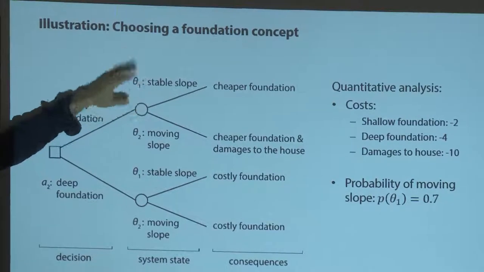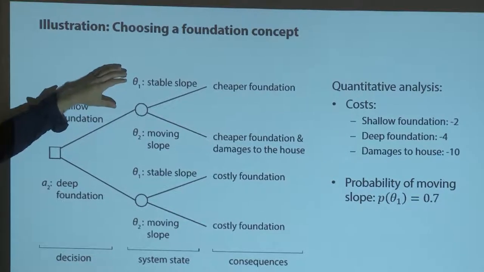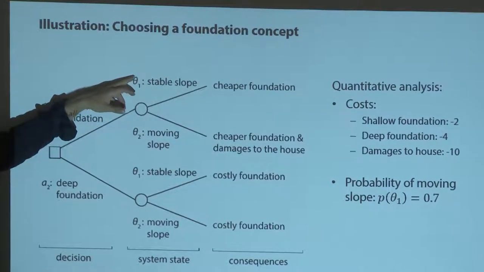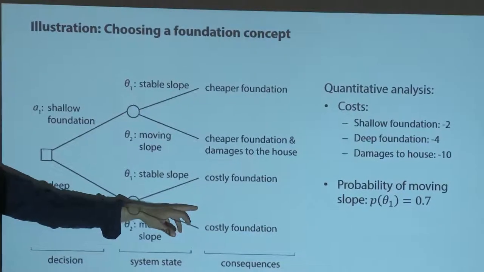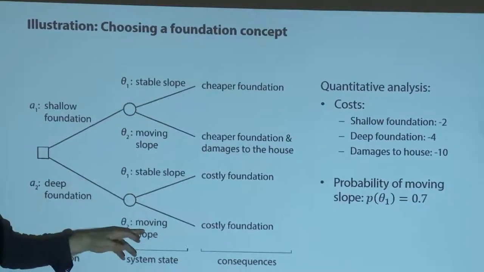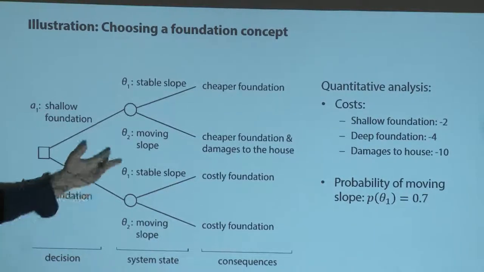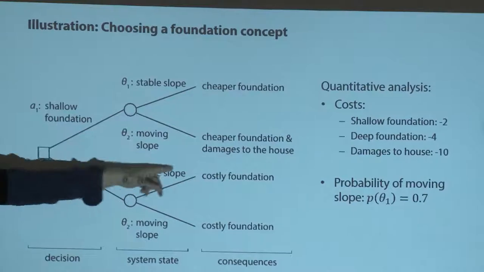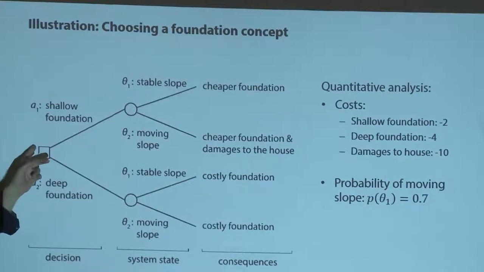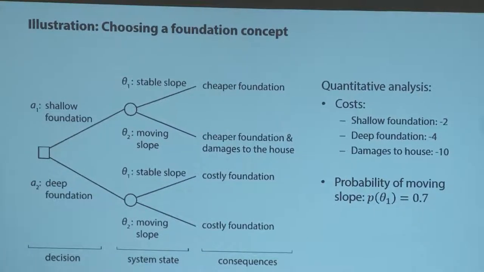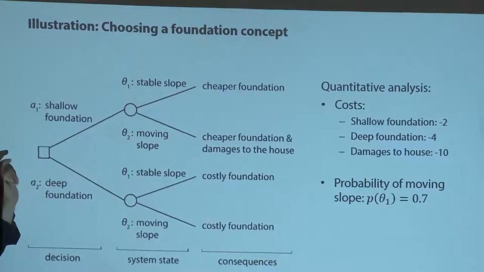So together we get around minus 5. And when you do the same here, you see that the consequences actually do not depend on what happens, because once we choose the deep foundation, no matter what happens, the house is okay. So in that case, the cost is simply minus 4. So minus 5 expected cost, minus 4, and the better choice here is to choose this lower expected cost.